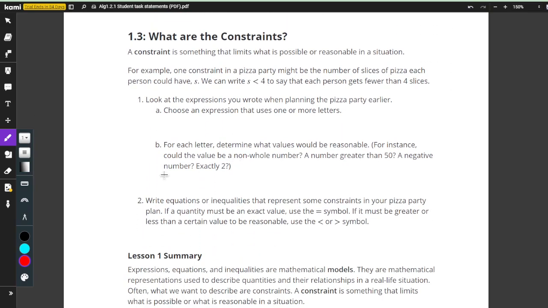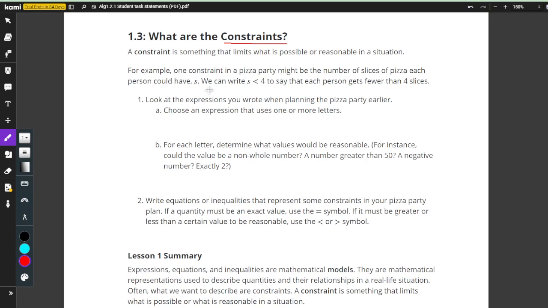So now, we're going to talk about keywords. Next one, what are constraints? Constraints is something that limits what is possible or reasonable in a situation. Basically, we are looking for a way to make something have restrictions. Basically, you can't go past this, but you can't go under this, and so forth like that. So we're going to look at an example.